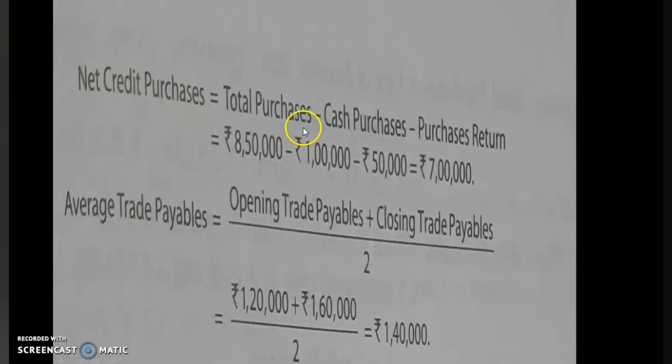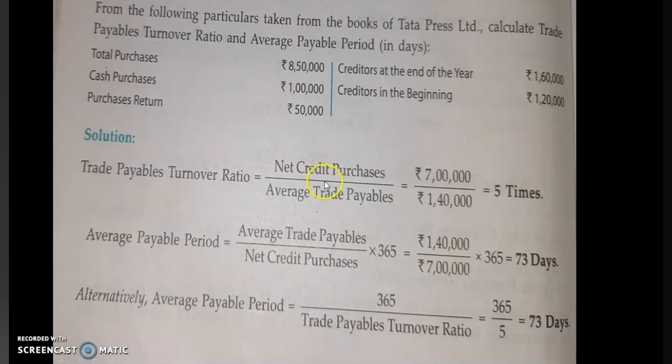So when you subtract from the total purchase, see, in the business there are two types of purchase. We can go for cash purchase also and credit purchase also. And if any return is there, that also has to be subtracted. So from the total purchases, if you remove cash purchase and purchase return, what is left? Net credit purchases.